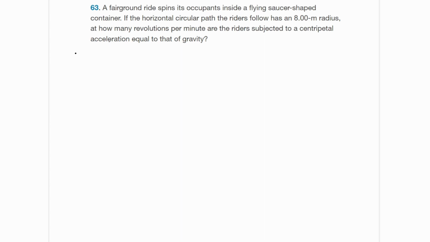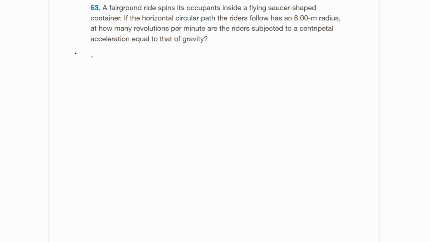Moving on to problem 63. So a fairground ride spins its occupants inside a flying saucer-shaped container. If the horizontal circular path the rider follows has an 8-meter radius, at how many revolutions per minute is the rider subjected to a centripetal acceleration equal to that of gravity? Let's unpack that first off.